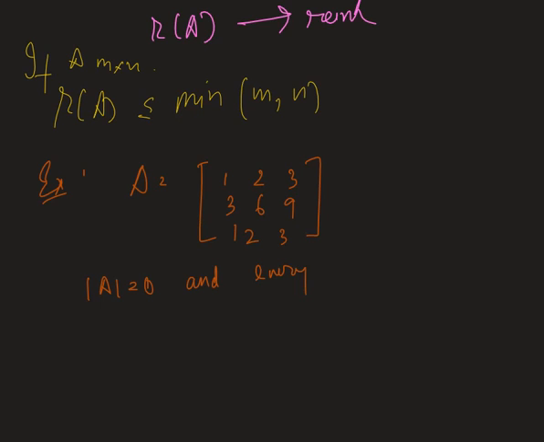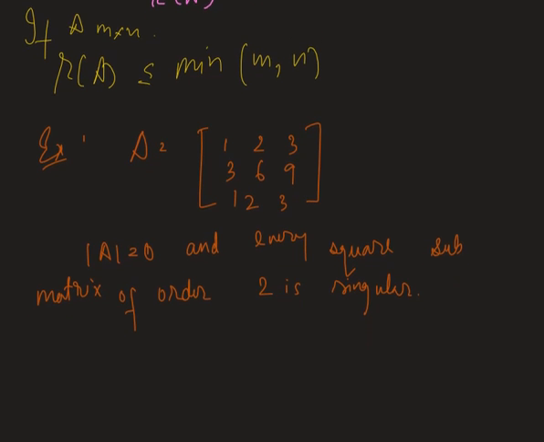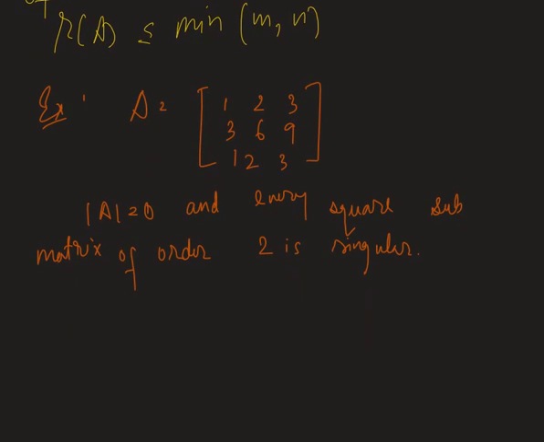We already know that every square submatrix of order 2 is singular. But A is a non-null matrix. Then we can say that the rank of A is equal to 1.